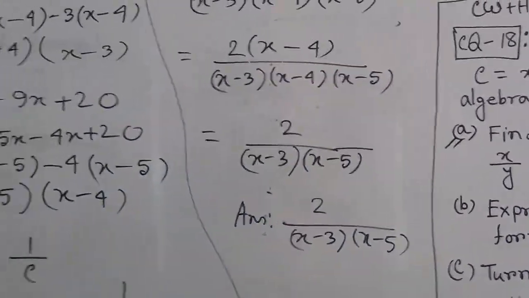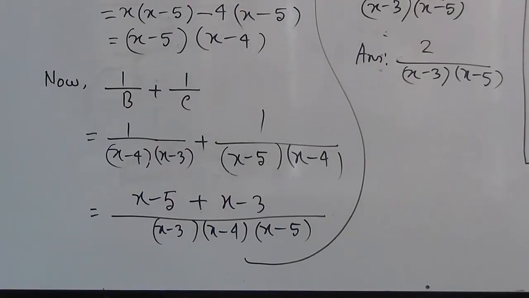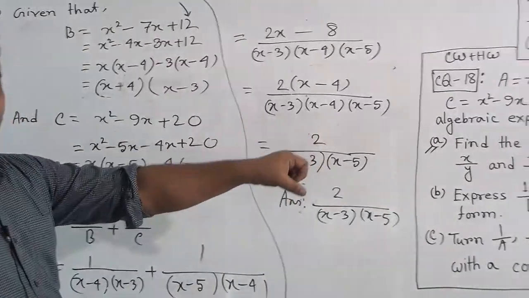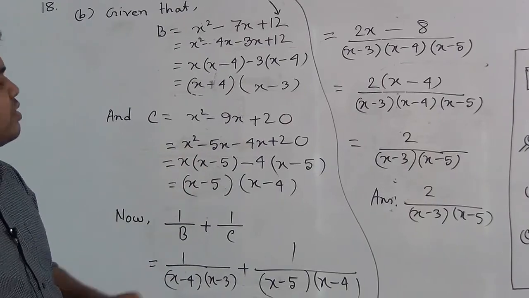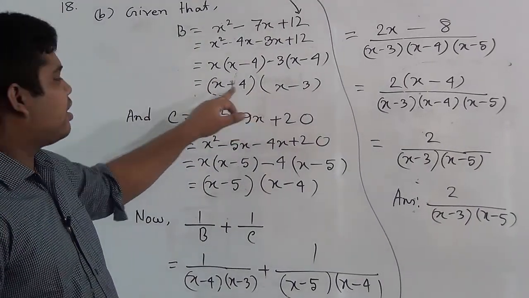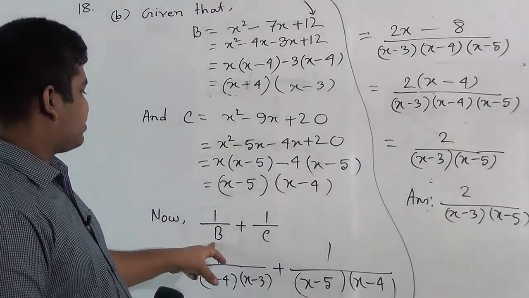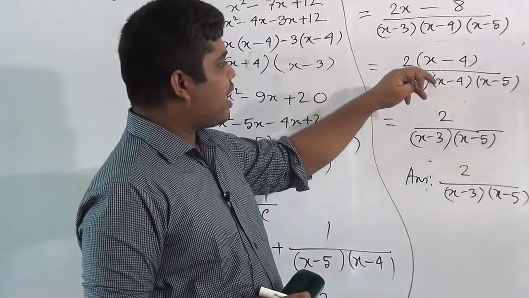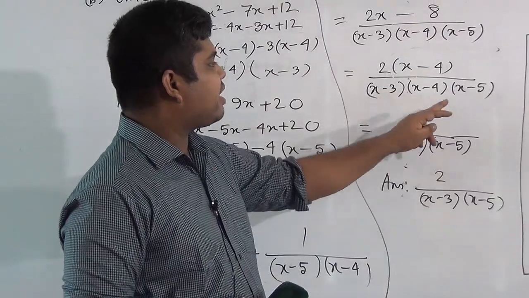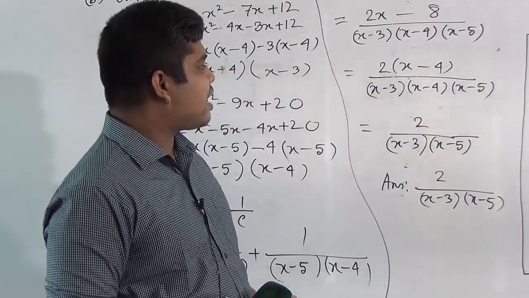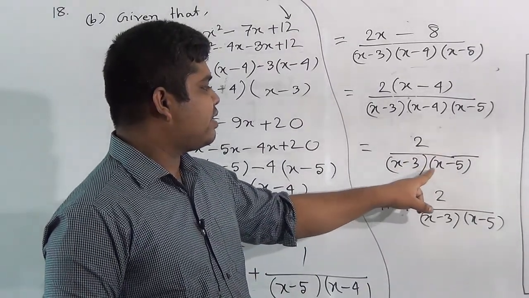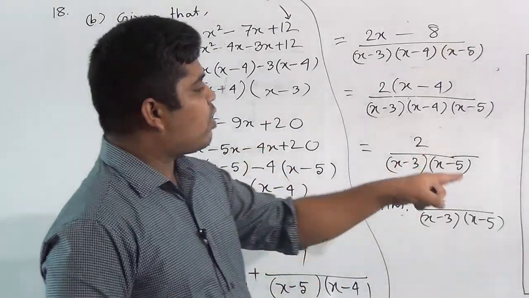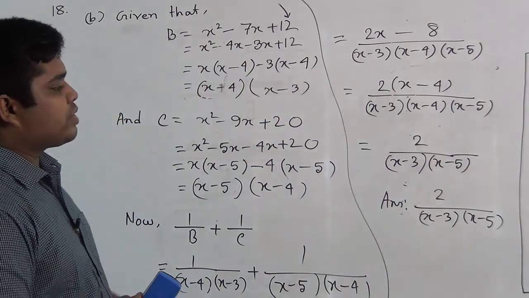Okay, my dear students, please notice again. At first I write given that because the expression is 1 by b plus 1 by c. As we need b and c, so first we convert this b into factors, then convert this c into factors. After that we put the value of c and b, then we do addition. After addition we take 2 common and left 2 into x minus 4 and divided by LCM. Now x minus 4 cut and left 2 into x minus 3 x minus 4, and it is the lowest form of this addition of 1 by b plus 1 by c. I hope you have understood question number b.